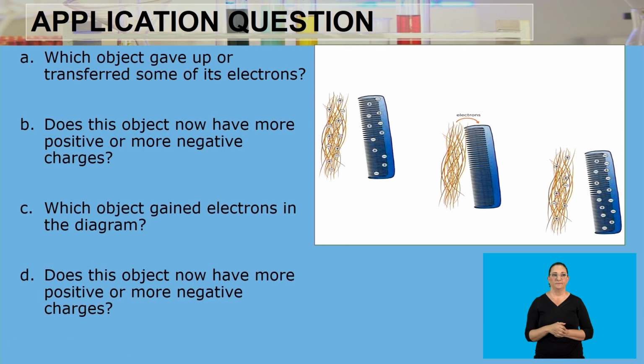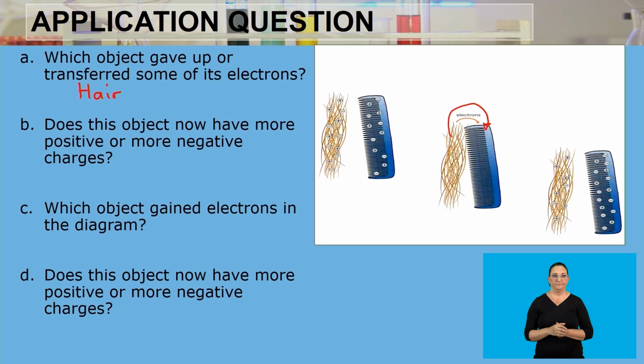The first question says, which object gave up or transferred some of its electrons? We can see from the picture that the hair is transferring its electrons into the comb. So, which object transferred some of its electrons? It was the hair. The hair transferred some of its electrons.